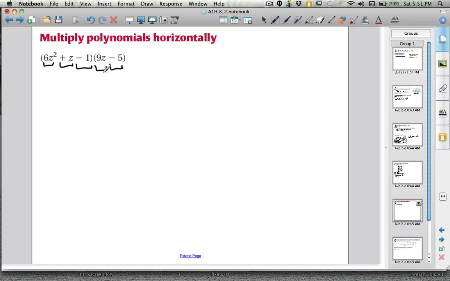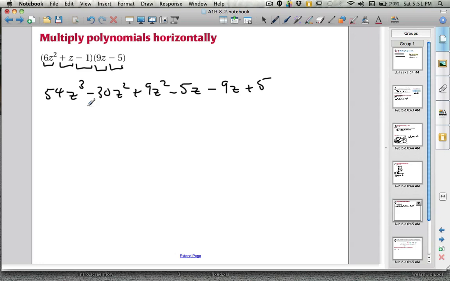So I'll start with the 6z squared. 6z squared times 9z is going to be 54z cubed. 6z squared times negative 5 is going to be negative 30z squared. And now I'm going to move on to the z. Z times 9z is 9z squared. And z times negative 5 is negative 5z. Now I move on to the negative 1. Negative 1 times 9z is minus 9z. And negative 1 times negative 5 is plus 5.